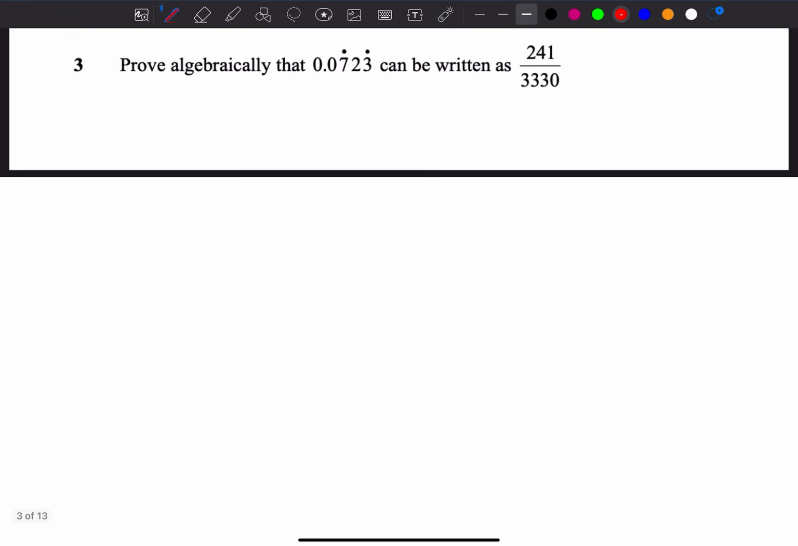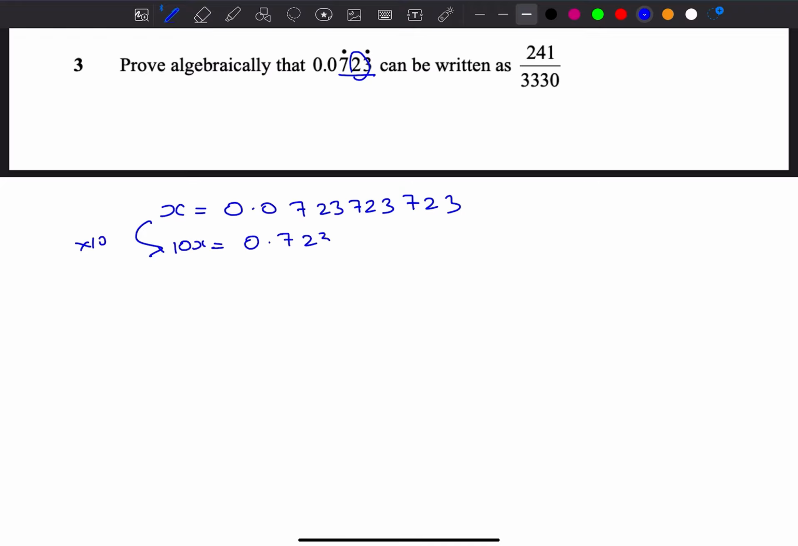You want to show that this can be written as a fraction like that. Okay, so let x be 0.0723723723, so the middle is also recurring. You times it by 10. That gives you 10x equals 0.723723723. And three digits are recurring, so you times it by 1000.